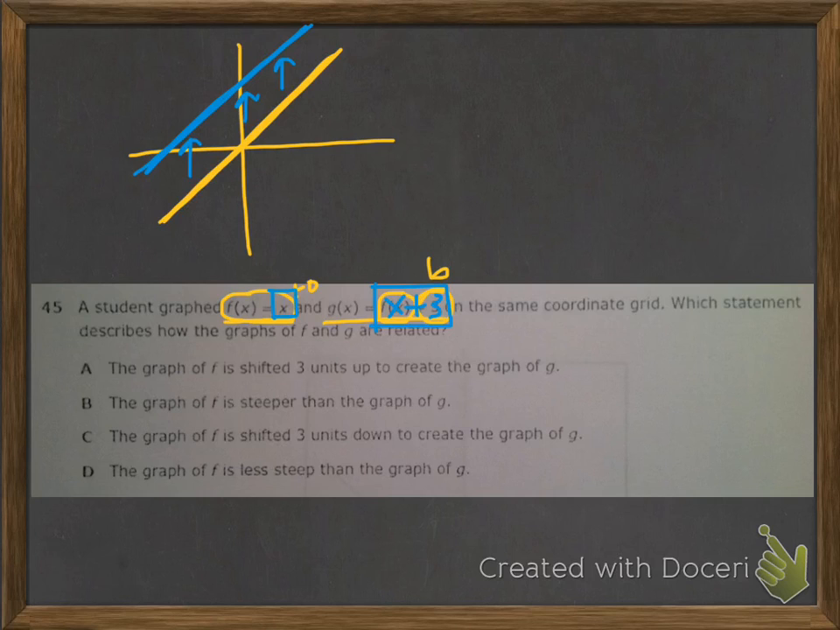So the answer choice that looks like that is A. The graph of f is shifted 3 units up to create the graph of g. The steepness of each graph hasn't changed. They actually are parallel because they have the same slope.